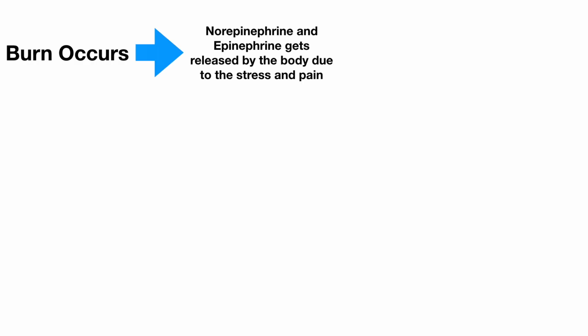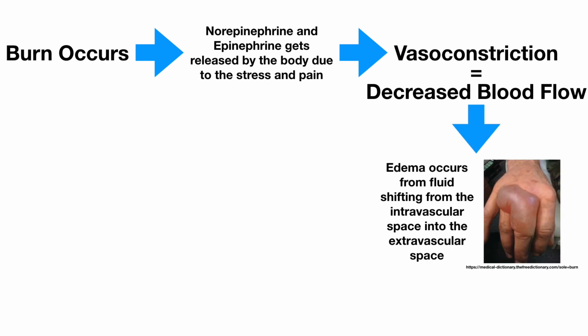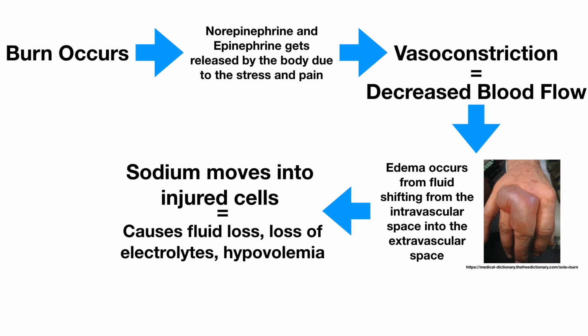So a burn occurs, and when a burn occurs, norepinephrine and epinephrine get released by the body due to the stress and pain. When epinephrine and norepinephrine get released, this leads to vasoconstriction. When we talk about vasoconstriction, we talk about decreased blood flow. Therefore, we see a decrease in blood flow to the area of the burn. Then edema occurs from fluid shifting from the intravascular space into the extravascular space, and sodium moves into the injured cells. When sodium moves into the injured cells, this causes fluid loss, loss of electrolytes, and ultimately this leads to hypovolemia.